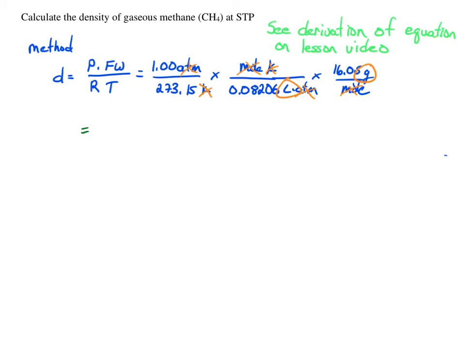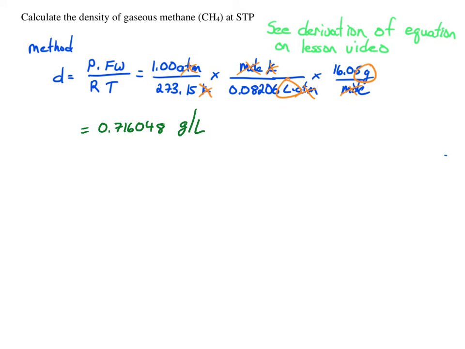All the numbers on the top indicate multiplication. Those numbers in the denominators indicate division. So if we chunk all this out, we get 0.716048. Again, the units are grams per liter.